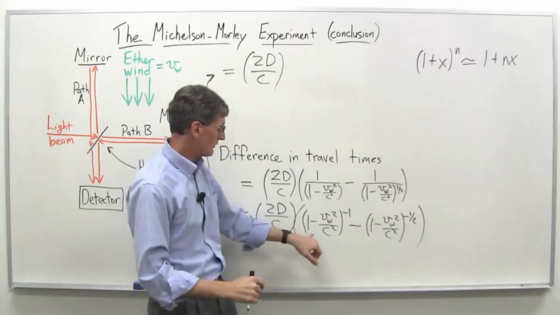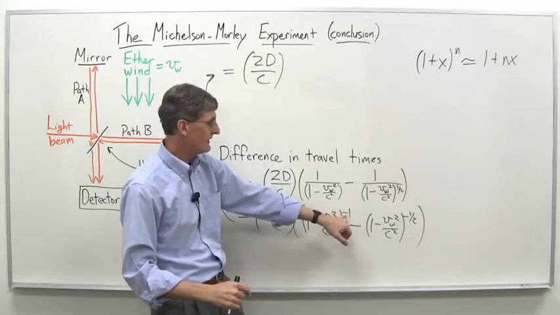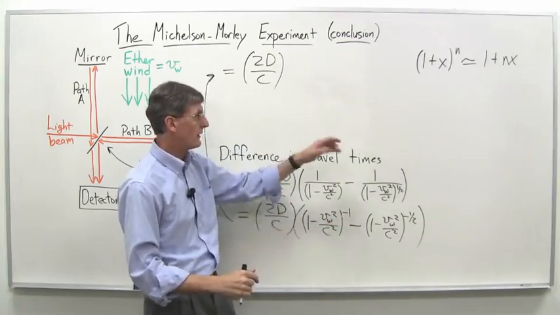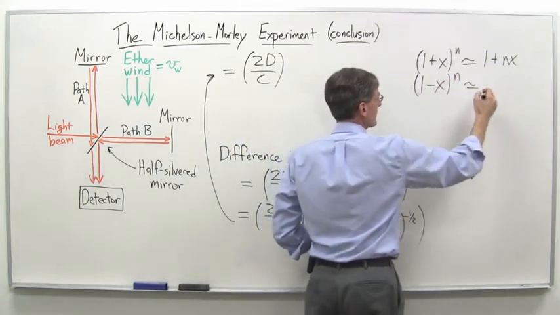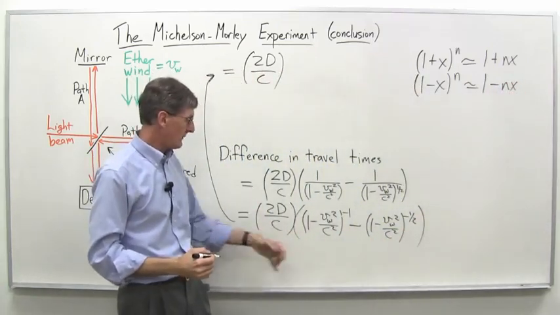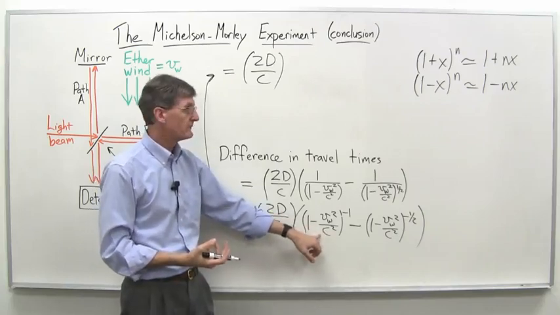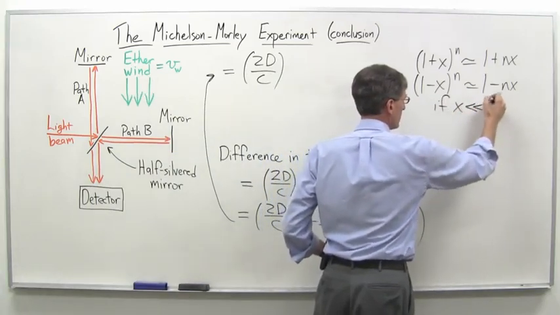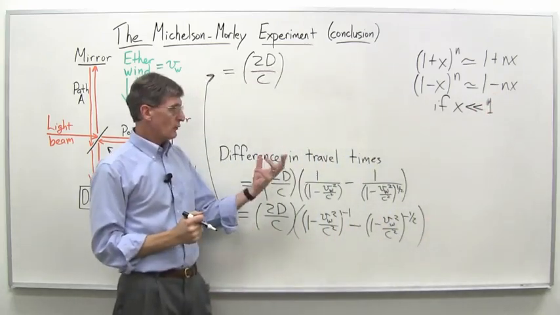So either way works. I've got 1 minus something to the negative 1 power, so in this case n is negative 1, x is v_w squared over c squared, and then just a minus sign instead. So I can do this: (1 minus x) to the n is approximately equal to 1 minus nx, where n can be positive or negative. Is this thing here much less than 1? This is only valid if x is much less than 1. Well, think about this a minute.